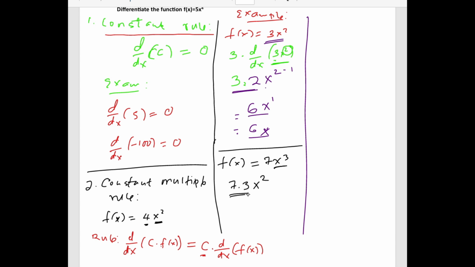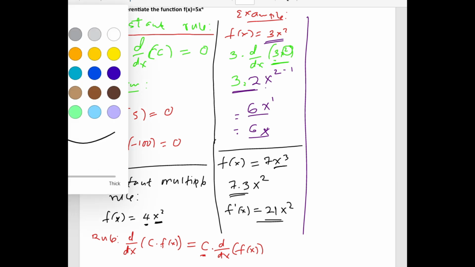Once you multiply these two, f prime of x is equal to 7 times 3, which is 21, so 21x squared, and then you have your answer. So that is how you normally apply that rule. Let us move to our third rule.